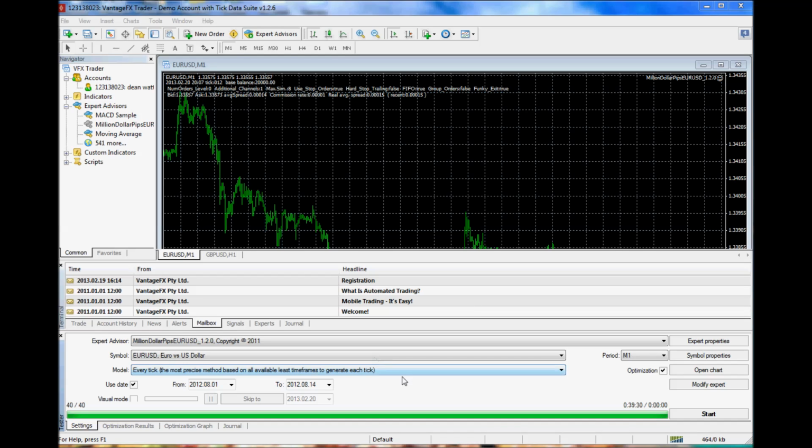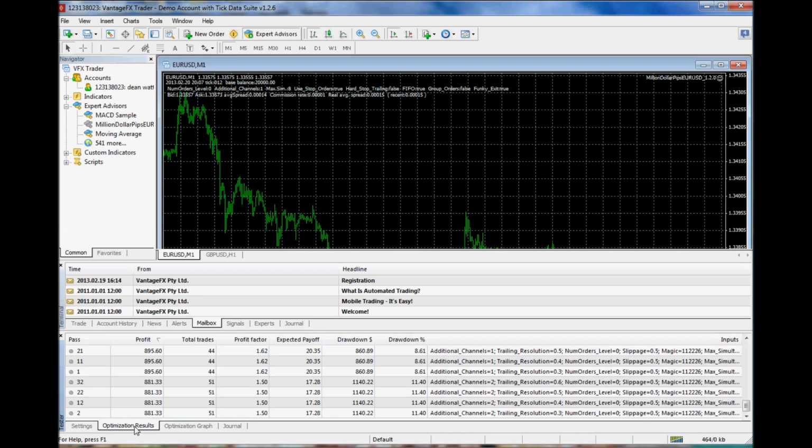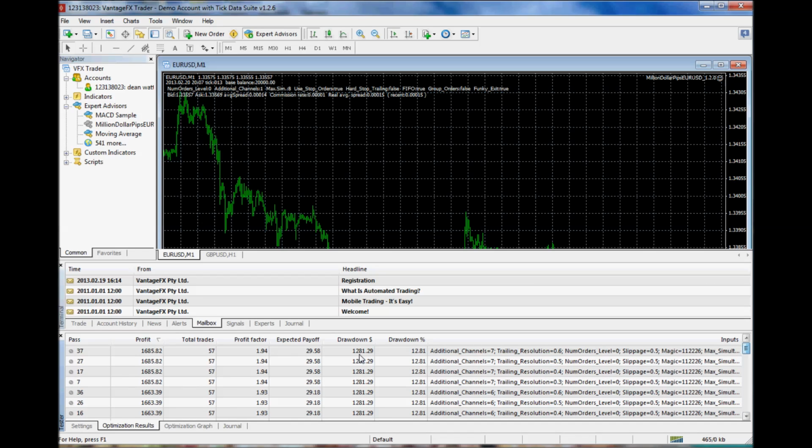Okay, the optimization has finished. So what it's done here is 40 runs of 40 tests. And if we have a look at the optimization results, this is the bottom end. When we asked for it to give us balance, it's given us a reasonable drawdown, expected payoff, profit factor, total trades, and the profit. And in this case, the profit is the highest profit.